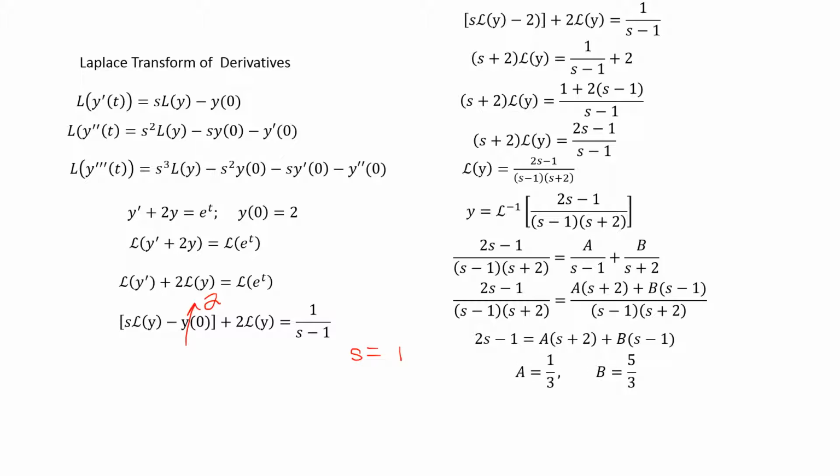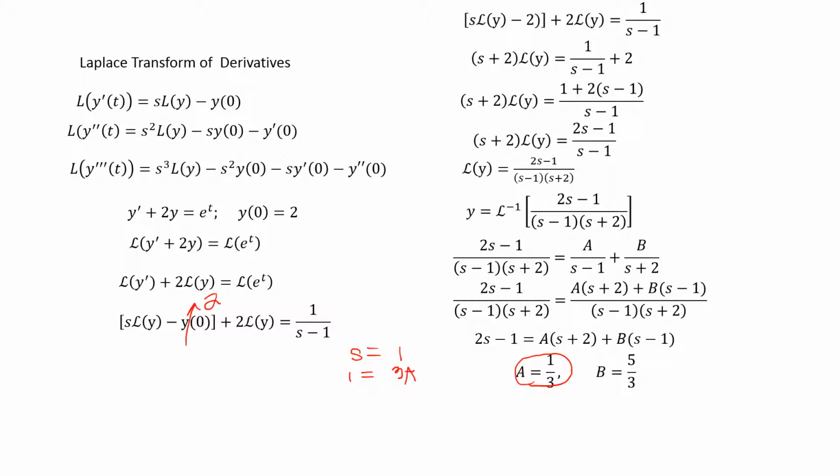That is 2 times 1 minus 1, which is 1, is equal to, here this will be eliminated. This is 1 plus 2, this is 3. So this is 3A. So therefore your A is 1/3.